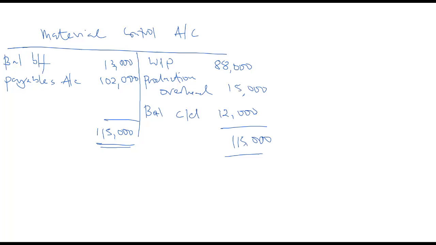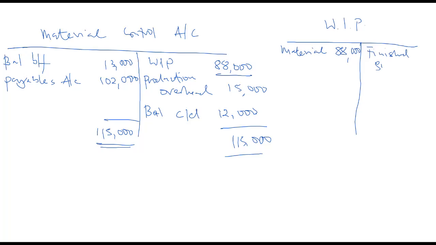Then we need to open the production or work in progress account, which has the 88,000 from the material control account. This goes to finished goods. Why finished goods? Because this is work in progress; once it is finished, it goes to finished goods, which is 88,000. And you can close off that account.